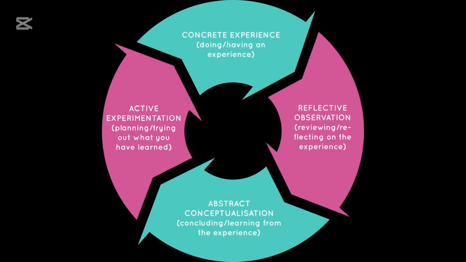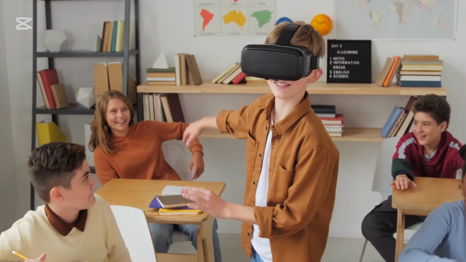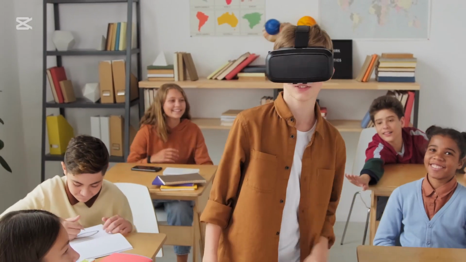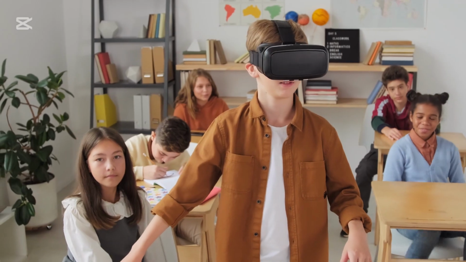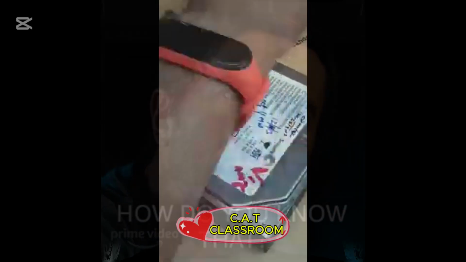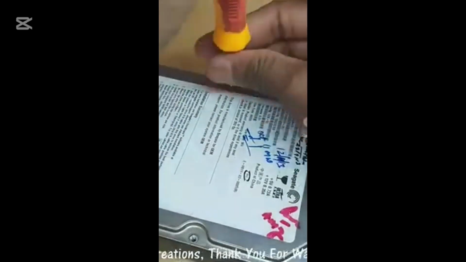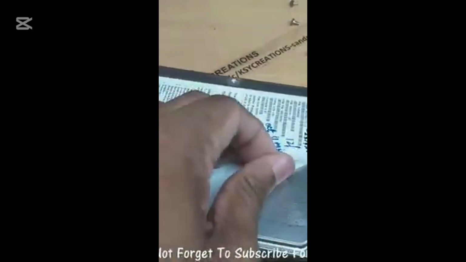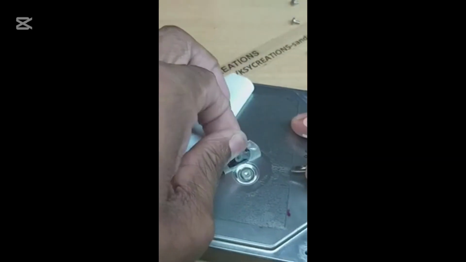With regards to the experiential learning cycle by Kolb, augmented reality also has the potential to make abstract concepts more concrete and simpler to comprehend for learners. For example, in a CAT classroom, learners can use augmented reality applications to visualize and interact with the internal components of a hard drive, rather than just seeing a diagram in a textbook.